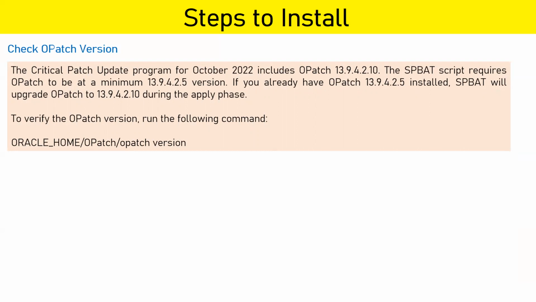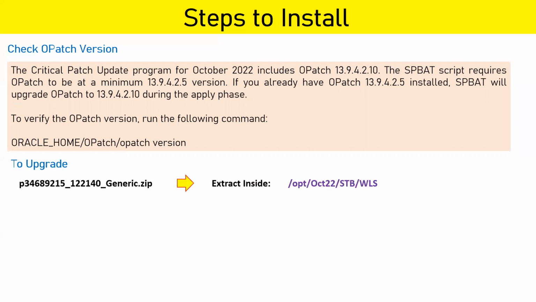Go inside your Oracle home OPatch directory and then run opatch version. It will show you the current version. When we talk about the October 22 patch, the minimum required for this particular patch is 13.9.4.2.5. Okay, so if it is older than that, you can upgrade your OPatch as well, which is inside your zip folder.